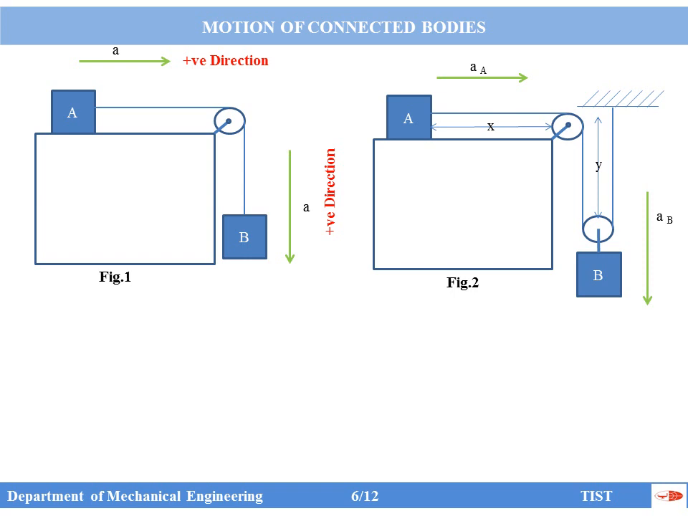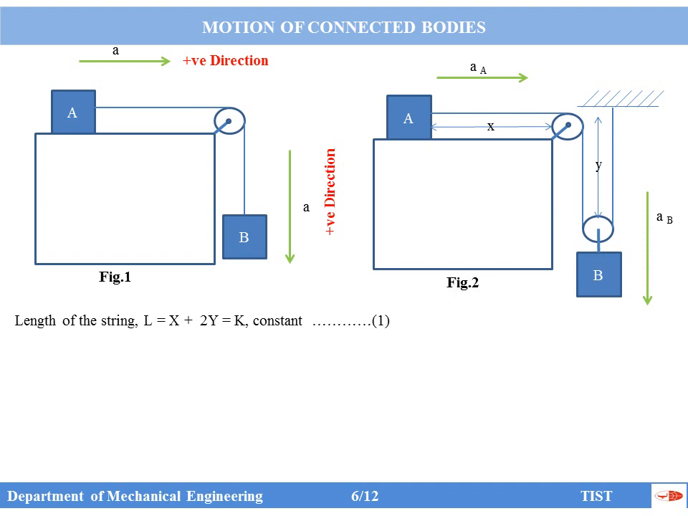Okay, now while body B is moving in the downward direction, both x and y will change. X will increase, y also will, x will decrease, y will increase, right? But what will be the total length of the string? It will be x plus y, 2y, right? So the total length of the string L equal to x plus 2y, right? The total length of the string will be x plus 2y, which remains constant.